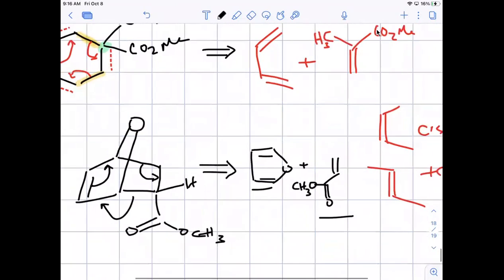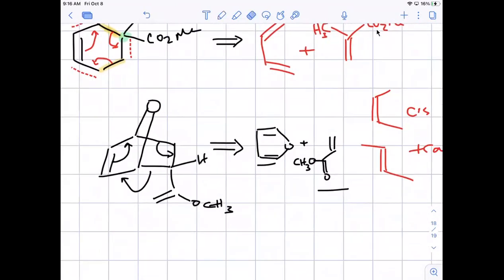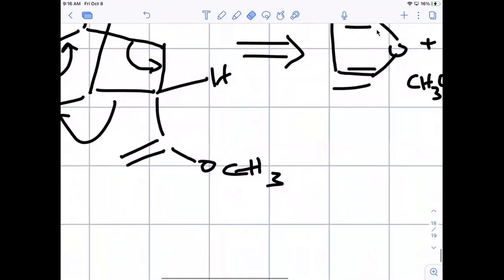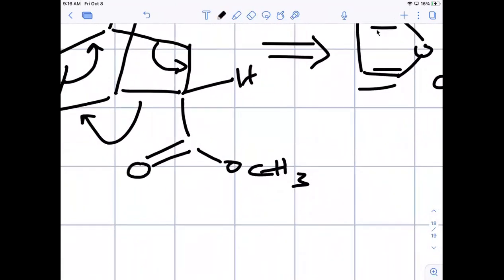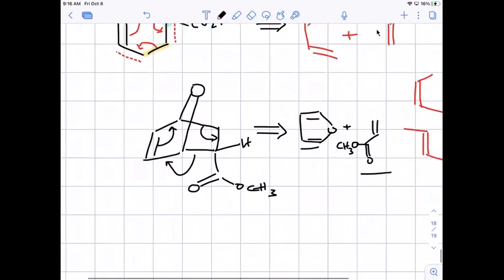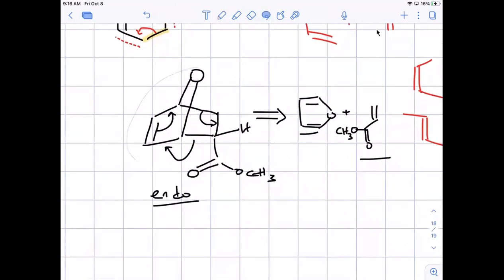Now I have a question I want to ask. I want to expound on this problem because it touches on something we talked about the other day. If you look at this product, is that endo or exo? That is endo. Good. What would the exo product look like? It will go up. It would be, let me just copy it.